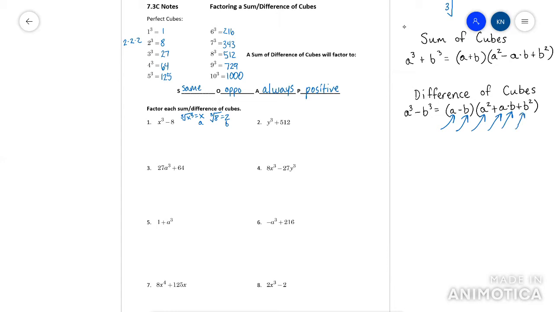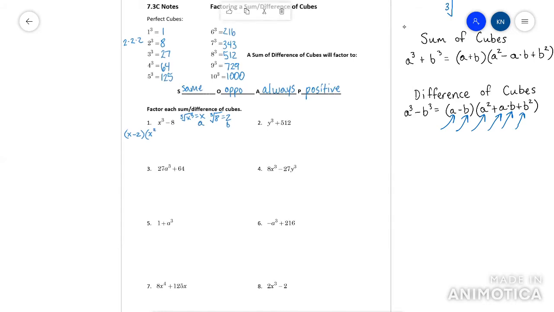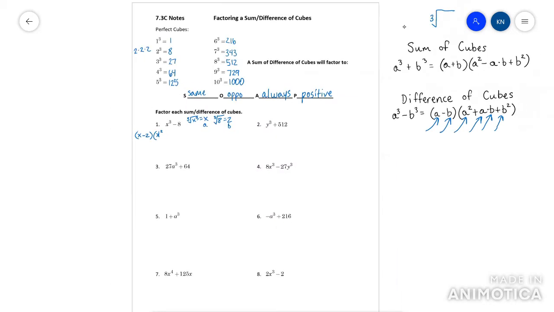It'd look like this. A minus B, so x minus 2. A squared, so x squared, plus A times B. I almost wrote B, I should be writing 2. And then plus B squared, so plus 2 squared. All I did was substitute A and B into that equation. Now all you have to do is work it out a little bit. x minus 2 doesn't change. x squared is x squared. x times 2 is 2x. And then 2 squared is 4. That would be my answer.